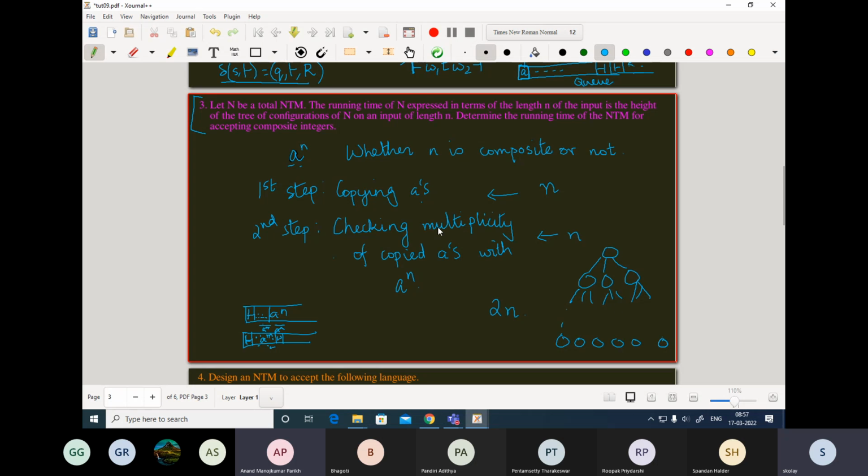So your non-deterministic Turing machine is doing just this. It's not going through all possible copies of A. It is guessing an m for which you have copied A to the m, and it is checking whether m divides n. Now if m divides n, you say yes, otherwise you say no. So wherever it is guessing, you have some branches. I think it will be better if I do an exact version of this.